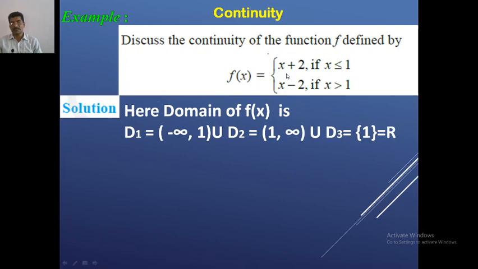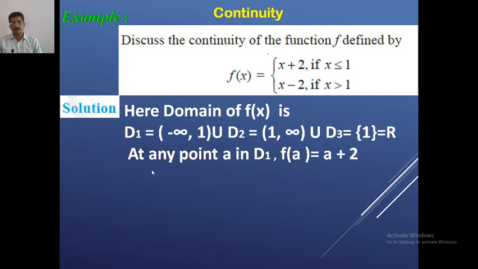Here discuss the continuity for all real numbers. First take any point a in D1. Here f of x, for minus infinity to 1, means the given function is equal to x plus 2. It is a polynomial function, therefore it is continuous.